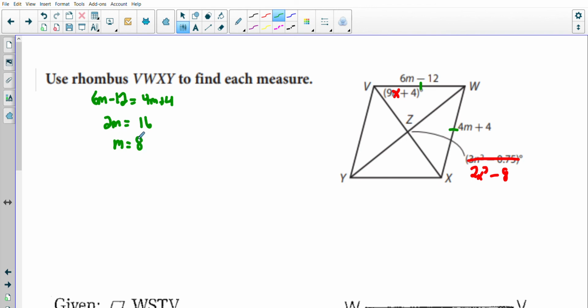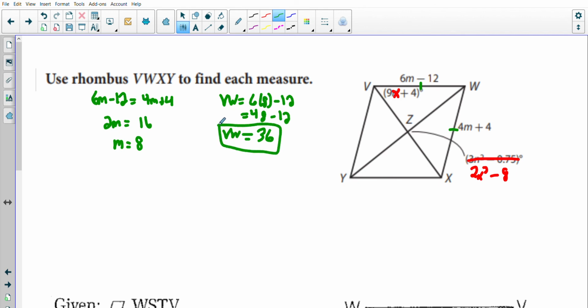Okay, so if I plug 8 back in to, let's say, VW, VW now will be 6 times 8 minus 12. Okay, so 6 times 8 would be 48, right? So 48 minus 12, and we're going to end up getting 36 there. All right, so VW is going to be equal to 36.